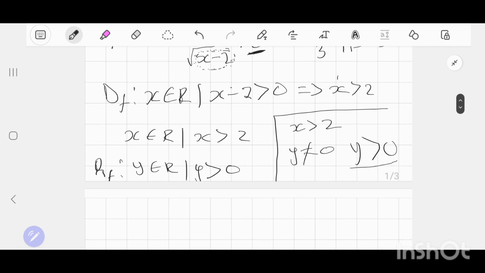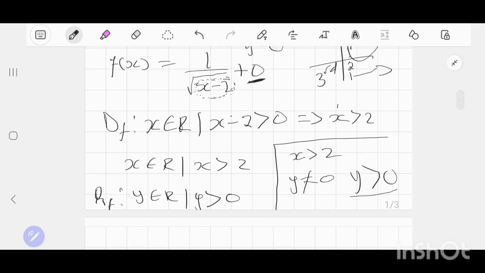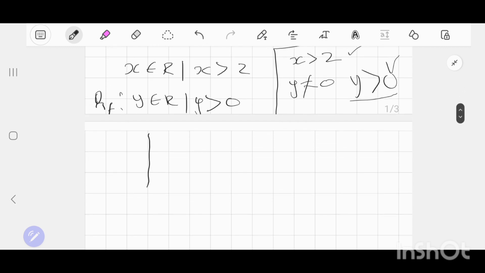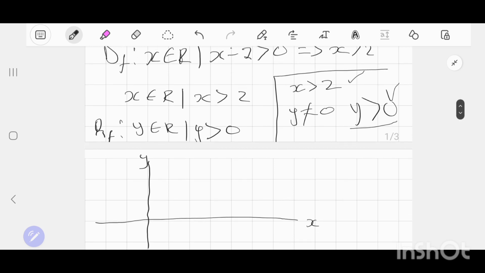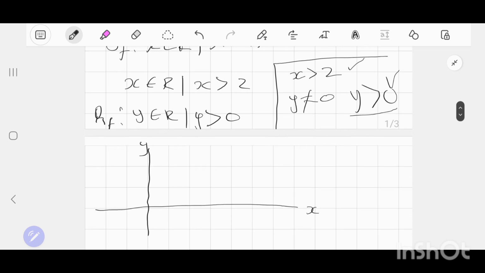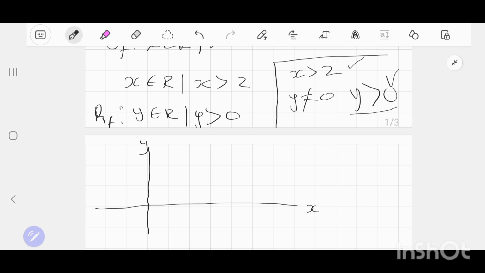So now we are limited on where to draw our function. Our graph will only exist in the first quadrant, where x must be greater than 2 and y must be greater than 0. So y equals 0 will be my asymptote. When I want to draw this function, this is how I'm going to draw it, people. Remember, my x must be greater than 2, sorry.